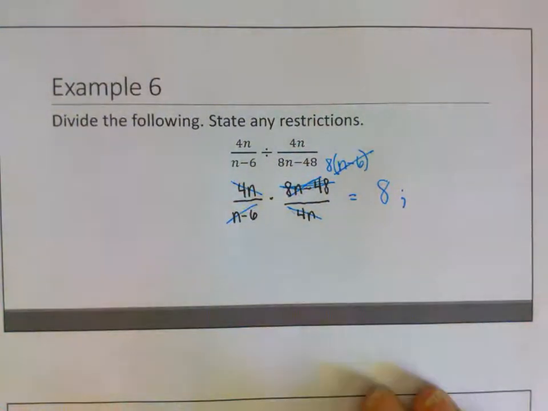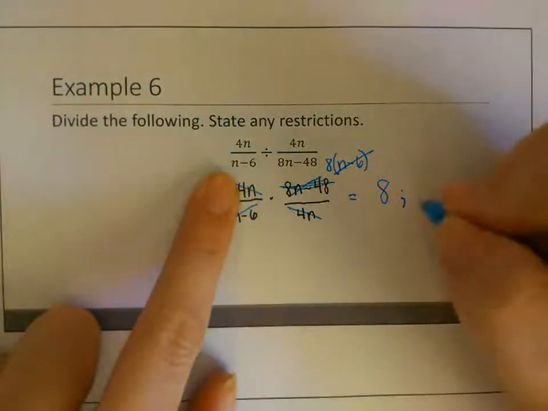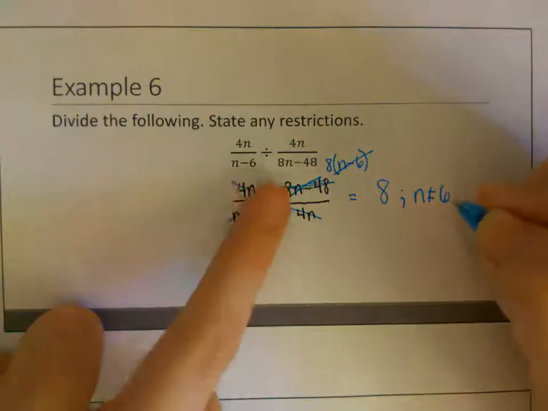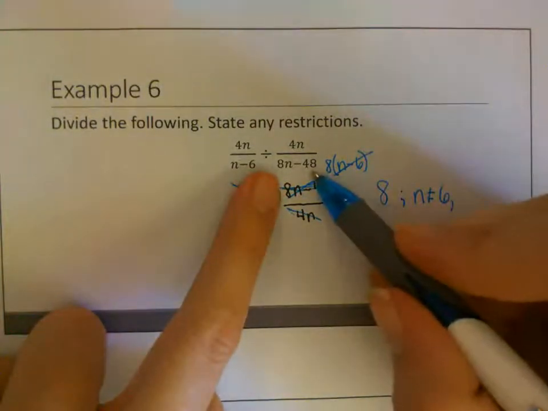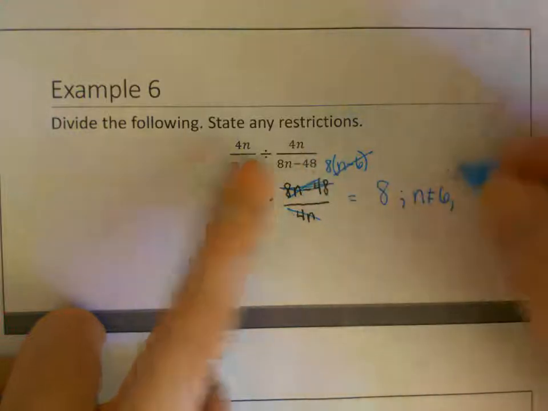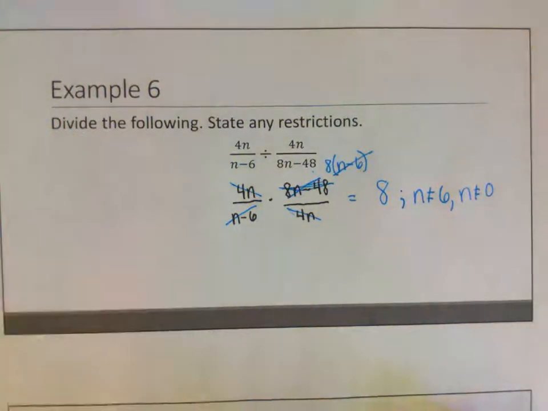So my restrictions would be anything that make this be 0. So this, to make that 0, would have to mean that n cannot equal 6. Over here, this would also be an n cannot equal 6. So is this one factored? I don't need to write it again though. And up here, this would tell me that n cannot equal 0. So that would be the whole problem. All right.